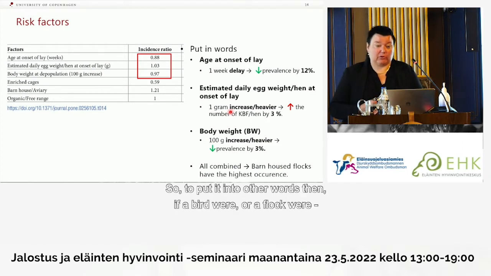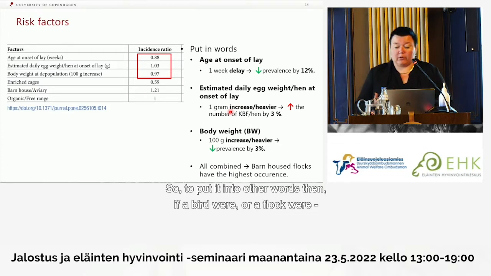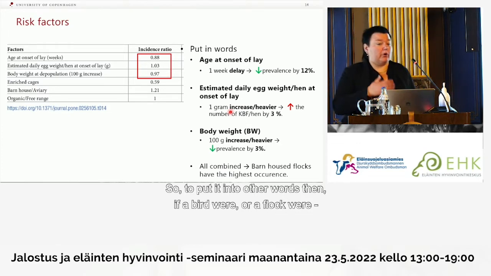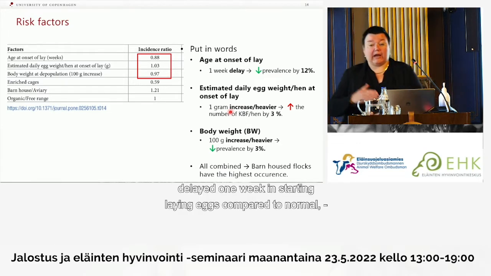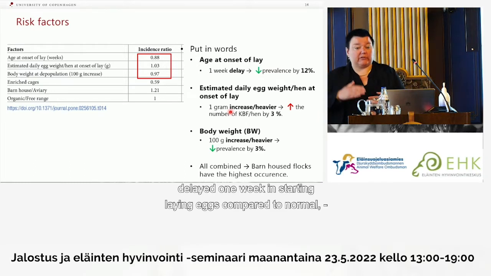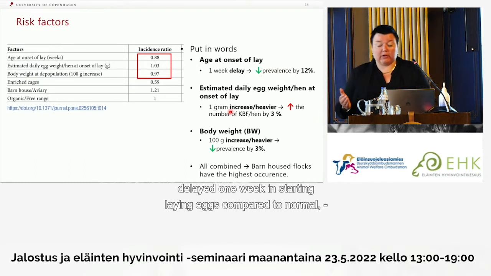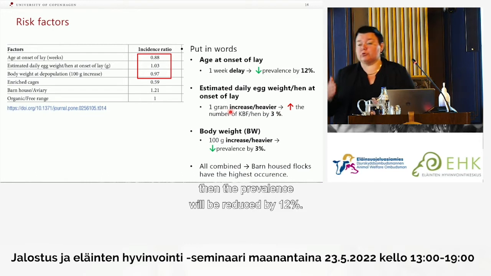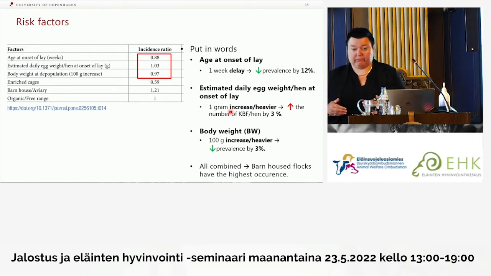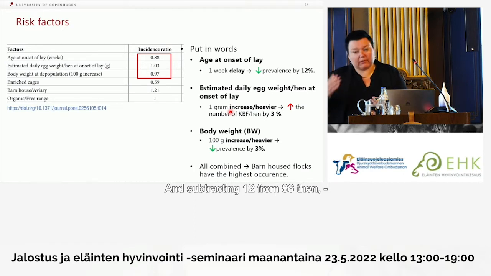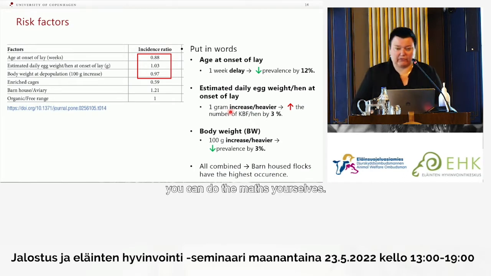development of fractures. So to put it in other words, if a bird or flock were delayed 1 week in starting laying eggs compared to normal, then the prevalence will be reduced by 12%. And subtracting 12 from 86, then you can do the maths yourselves.